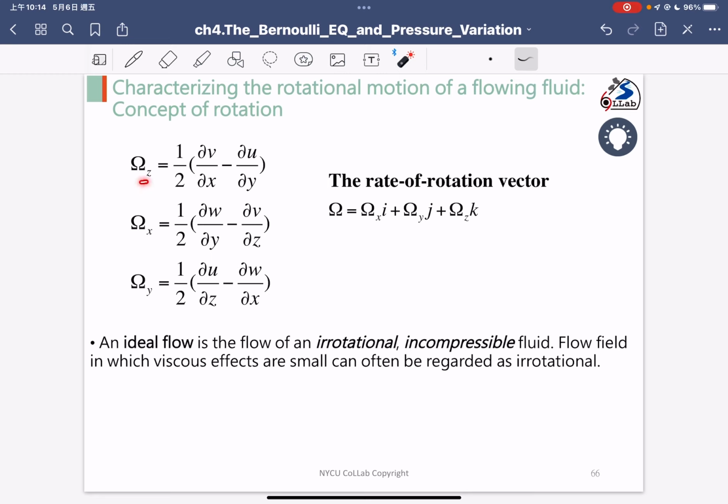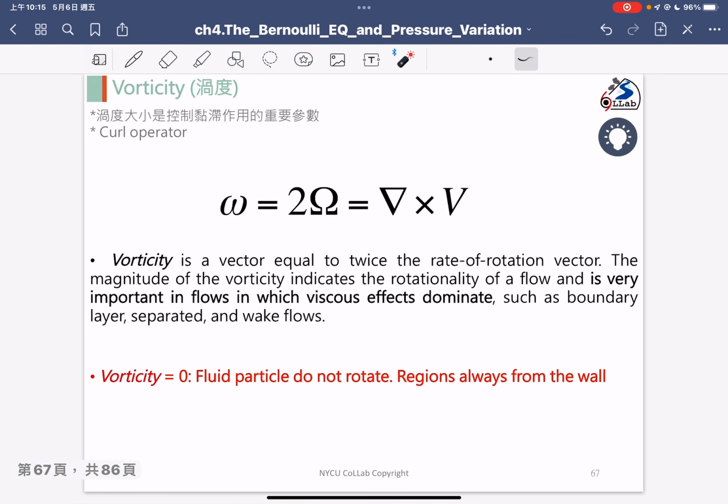If we focus on the rotation axis along z, we know it's equal to 2 times 1 dv dx minus du dy. Okay, so if we go back to the definition, the vorticity is equal to the differential operator crossed with the velocity field vector.